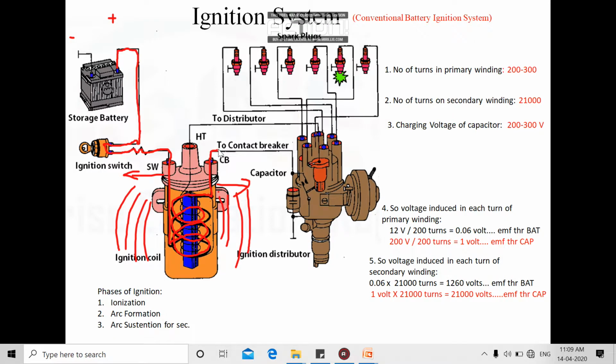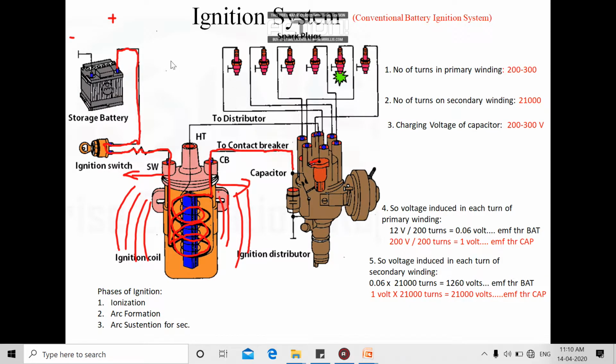Now this current goes further, here, entering the distributor. Here two paths come: either it will flow through the capacitor or through this contact breaker. But for it to flow through the contact breaker, this contact should be closed, and the contact is closed whenever none of the leads from the respective cylinders are in contact with the rotor needle.